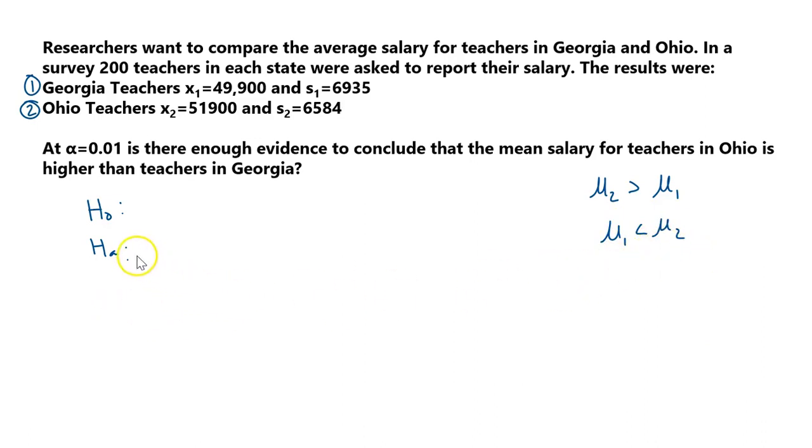Because the claim does not have an equal sign, it's going to go into the alternative hypothesis. So my null hypothesis would be the opposite. The opposite of less than is greater than or equal to. Our alpha is 0.01. As for which test to use, our sample sizes are 200 for each. So that means I'm using a z-test.